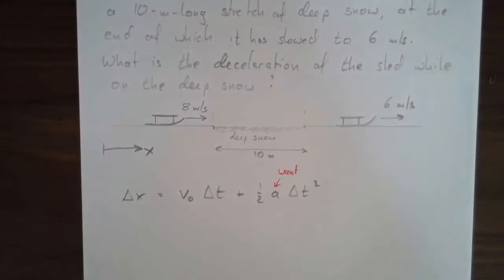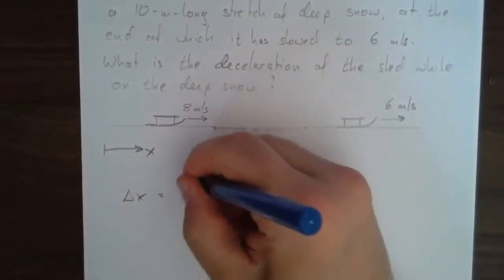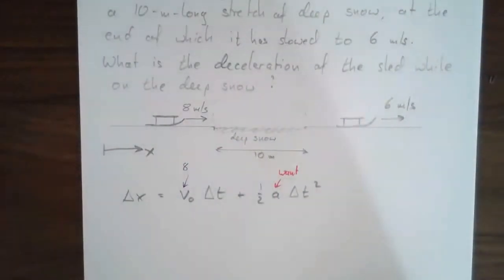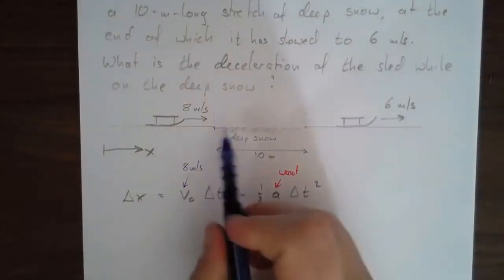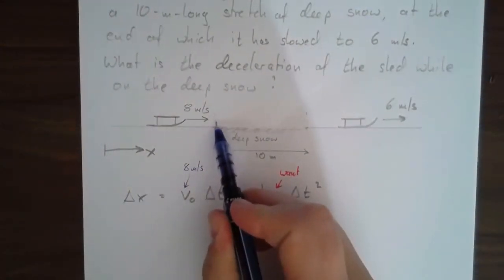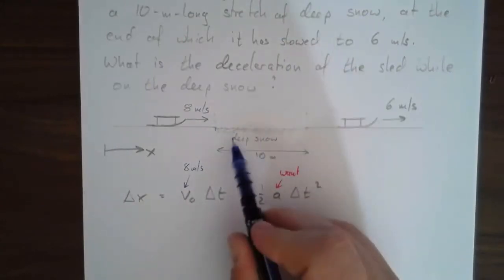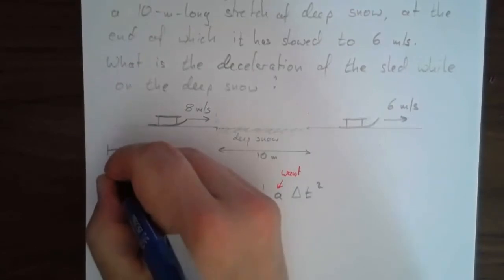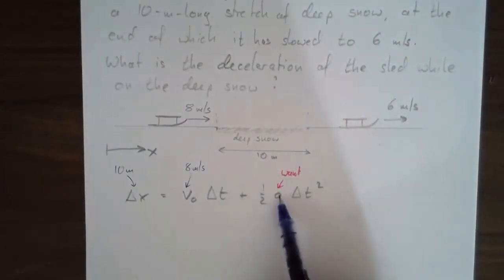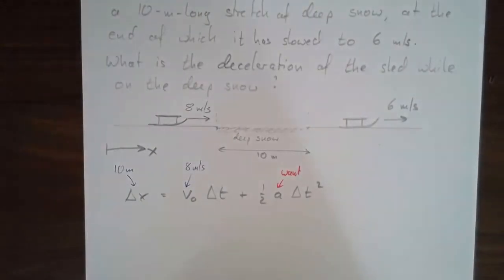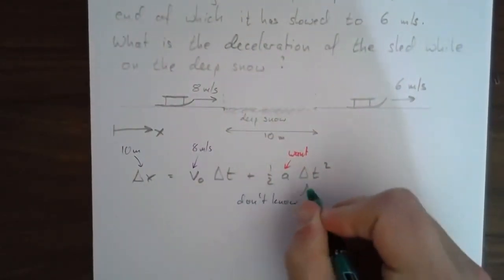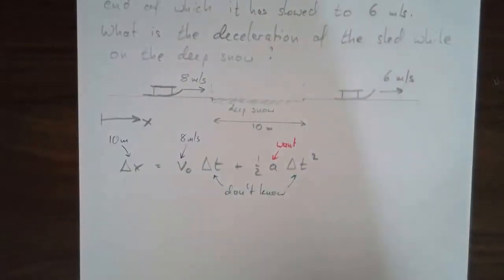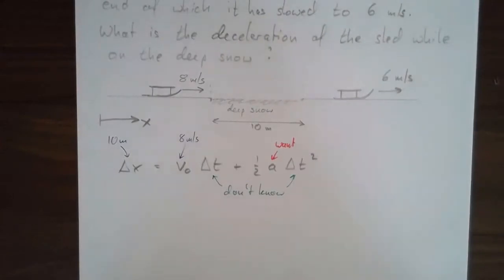I know some of the quantities. I know this one, right? This one is 8 meters per second. And I know how long the stretch is. I know the displacement from the instant the sled gets here to when it gets here, 10 meters. So those are known. But I don't know this one. I don't know how long the sled takes, right? So we want a, we don't know that, we also don't know the time spent. So having an equation with two unknowns, a and delta t, it looks like I'm stuck, right?